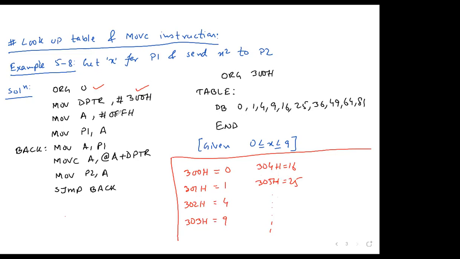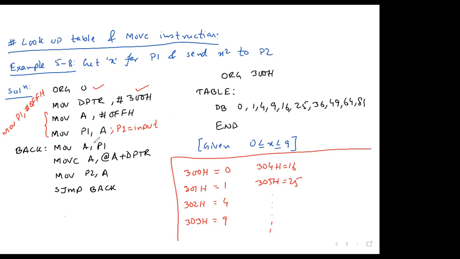Then we move FFH to A, and then we move that to port 1. This is simply to make port 1 an input. If you remember, we need to send 1 to the ports to make sure that specific port acts as input. That's why we send FFH. Instead of these two lines, you could have simply written MOV P1, #0FFH. This will also give you the exact same result.